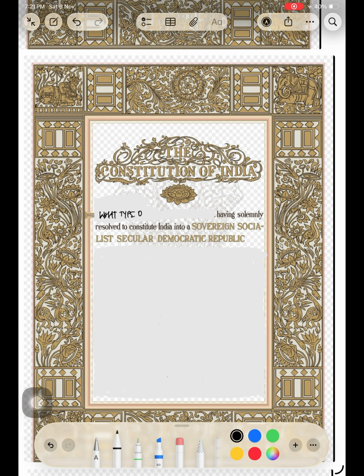Next, the preamble describes what kind of country India is. It says India is sovereign, socialist, secular, democratic, and republic. In simple words, sovereign means India makes its own decisions. No one controls us. Socialist means everyone should get a fair chance. No one should be too rich or too poor.